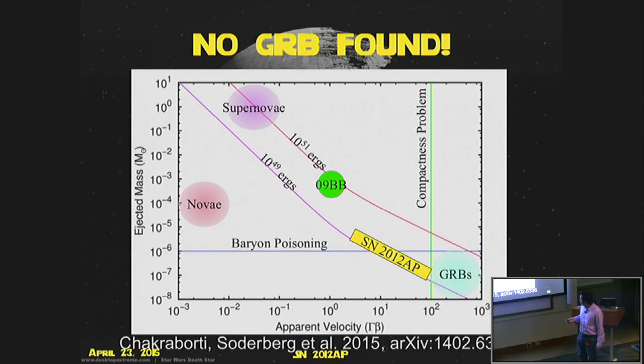So we think we have found an object which is intermediate in properties between supernovae and GRBs, in that it is relativistic. So it's similar to GRBs in that it is relativistic and that it slows down rapidly because it has a low mass ejecta. But it is similar to supernovae in the sense that it doesn't produce gamma rays.